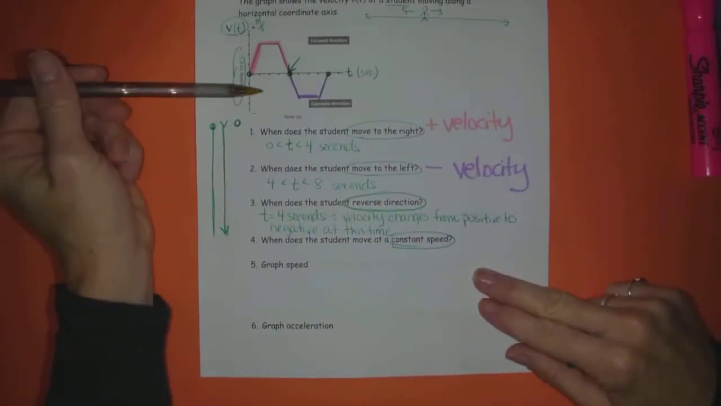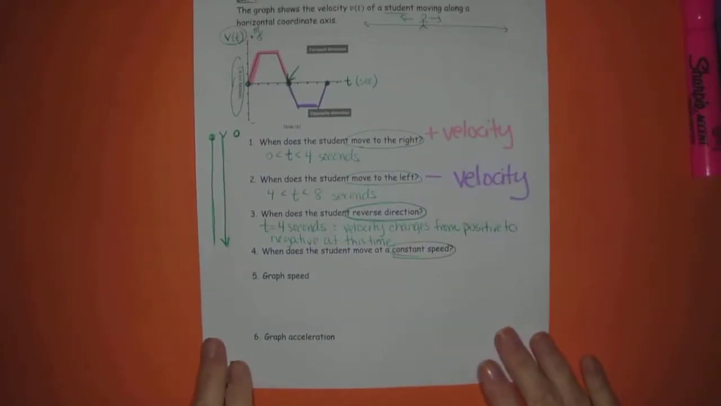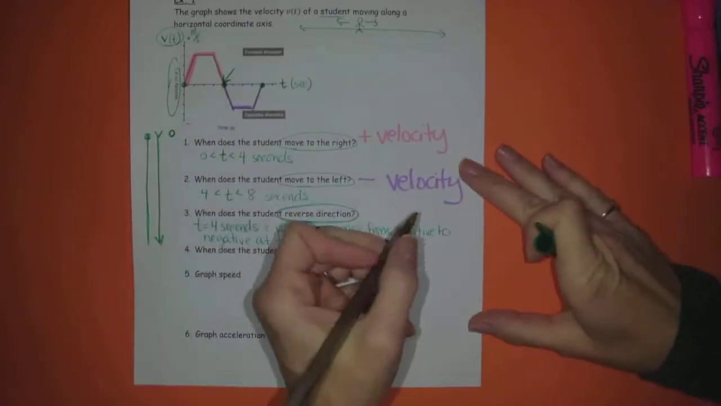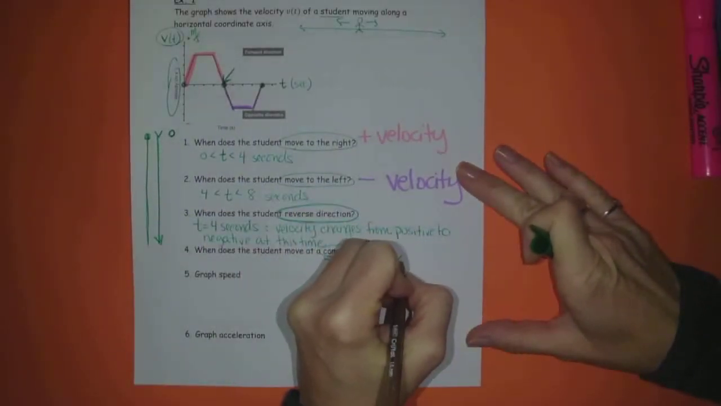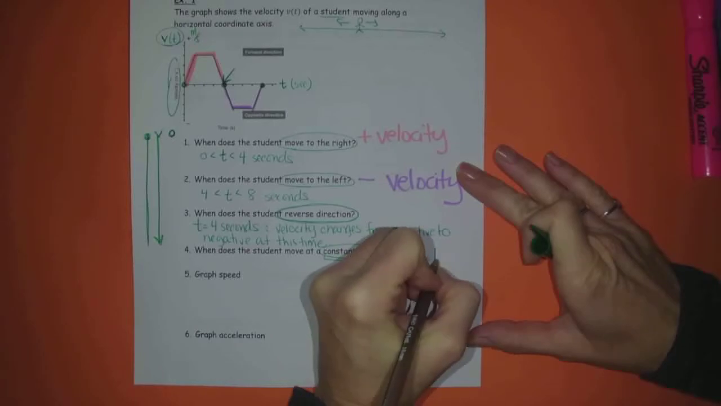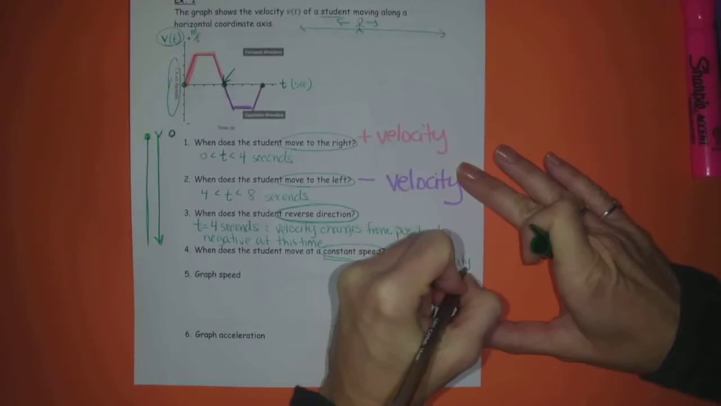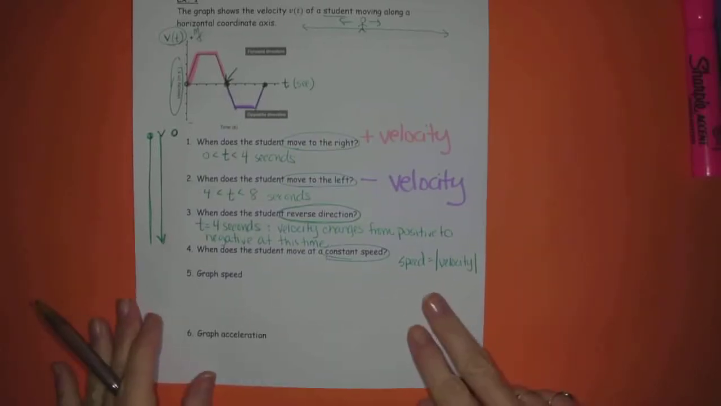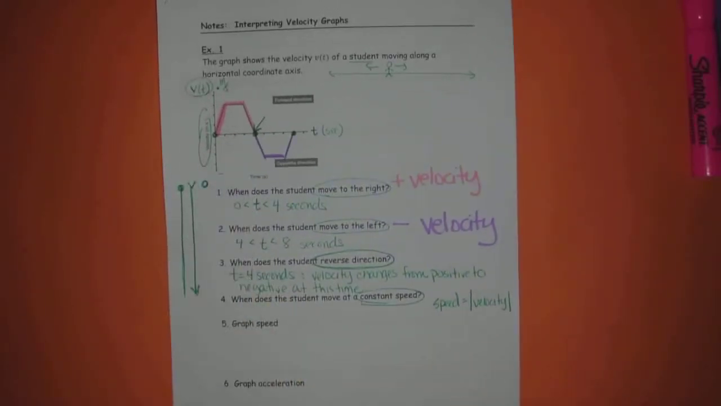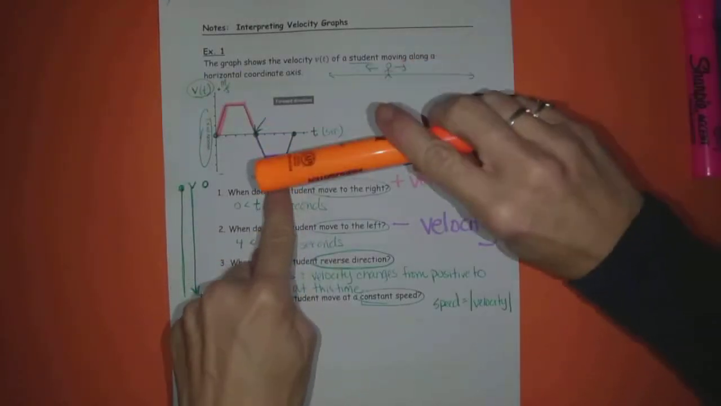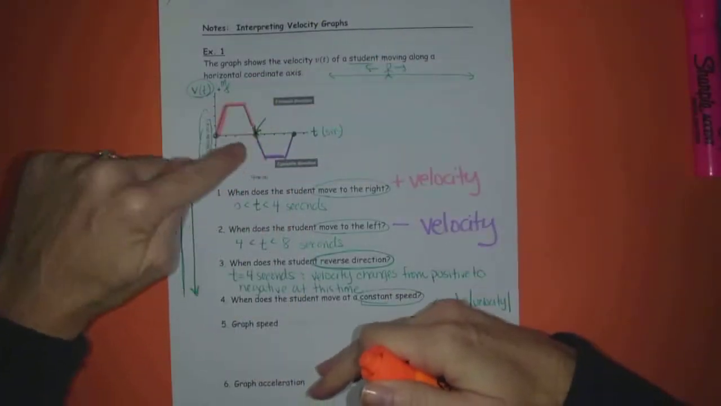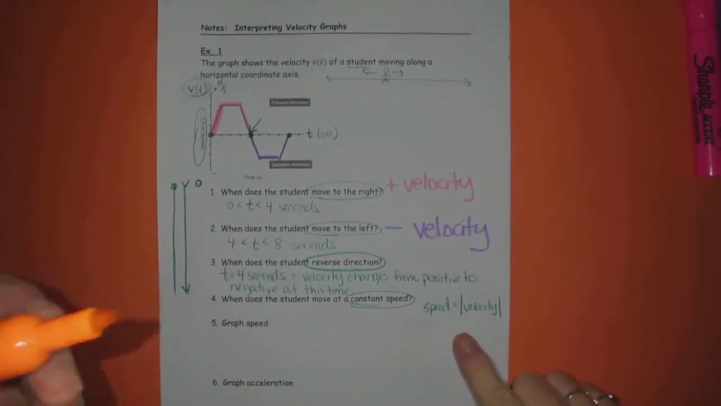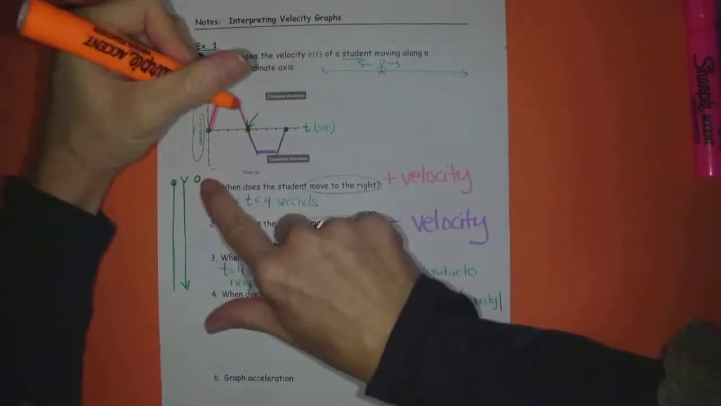I have to tell you what I like to do right away, since speed, and I'll even jot this down to remind you. We already have this in our notes, but I'm going to remind you. Speed is equal to the absolute value of velocity. Okay, so speed is undirected. I like to take my velocity graph and take the negative parts and reflect them across the t-axis. I like to take all these negatives and turn them positive.